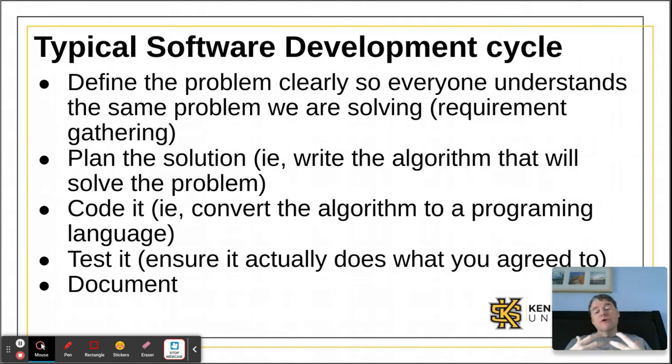So generally, when you're writing an algorithm, you're not going to think about it in a particular language. You're going to think about it at a high level, and then you're later going to convert that into a programming language. The next step is to test what you wrote.